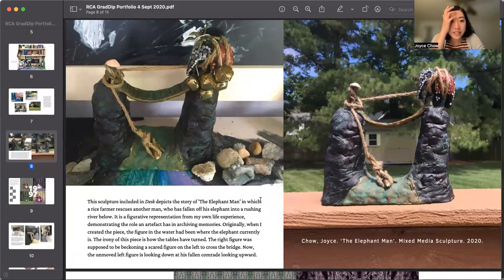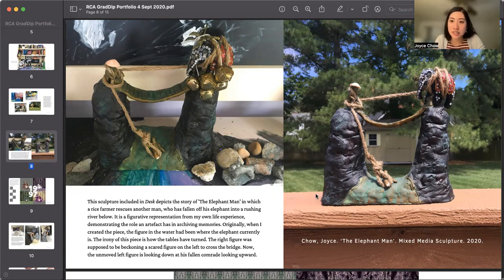So this is a sculpture that depicts the Elephant Man, which is another narrative that I had made. It's really nice going back and looking at these because I feel like I'm just reminding myself of these projects that I started and didn't finish. So I definitely need to work on these again. But yeah, it's the Elephant Man.